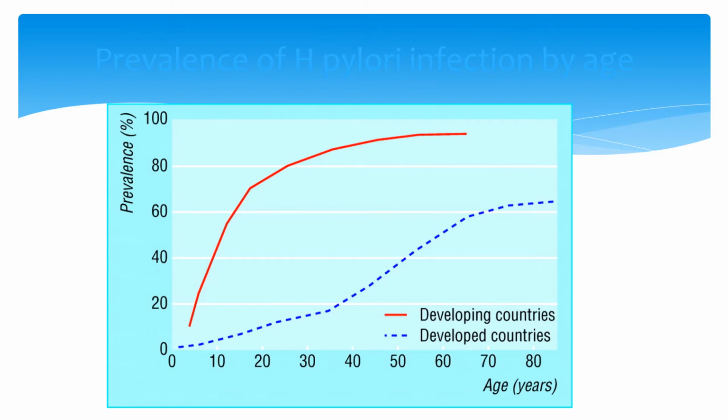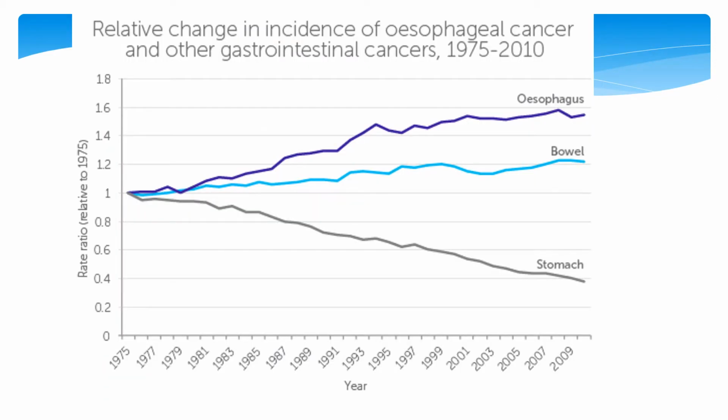Have a look at this graph. This graph is showing the prevalence of Helicobacter pylori infection in developed countries and developing countries. Certainly you can see that in developed countries the prevalence of Helicobacter pylori infection is low. Compare that to the developing countries, it is high. So certainly in most developing countries it is the norm to have Helicobacter pylori infection by the time you reach adulthood.